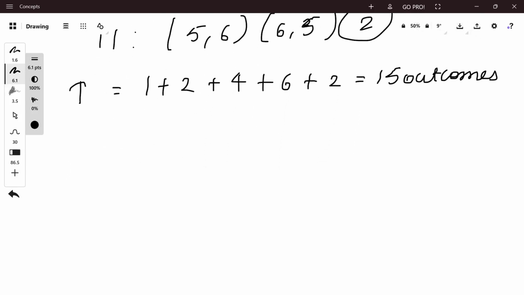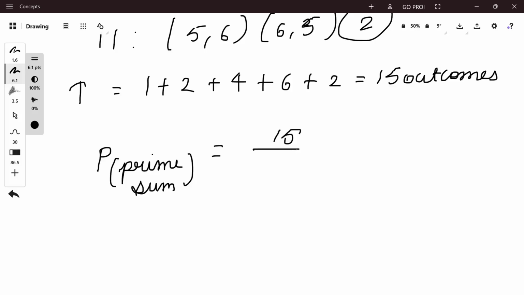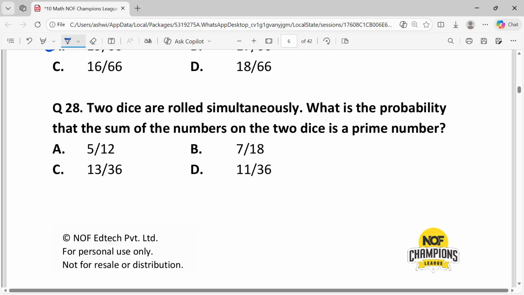So, probability of prime sum is equal to favorable outcomes upon total outcomes, that is 15 upon 36, which is equal to 5 by 12. From the given options, the answer is A, 5 by 12.